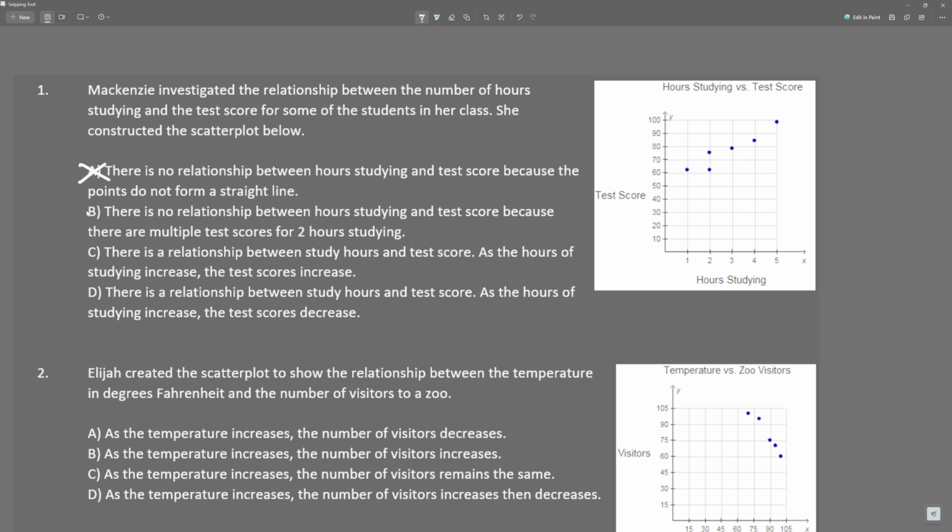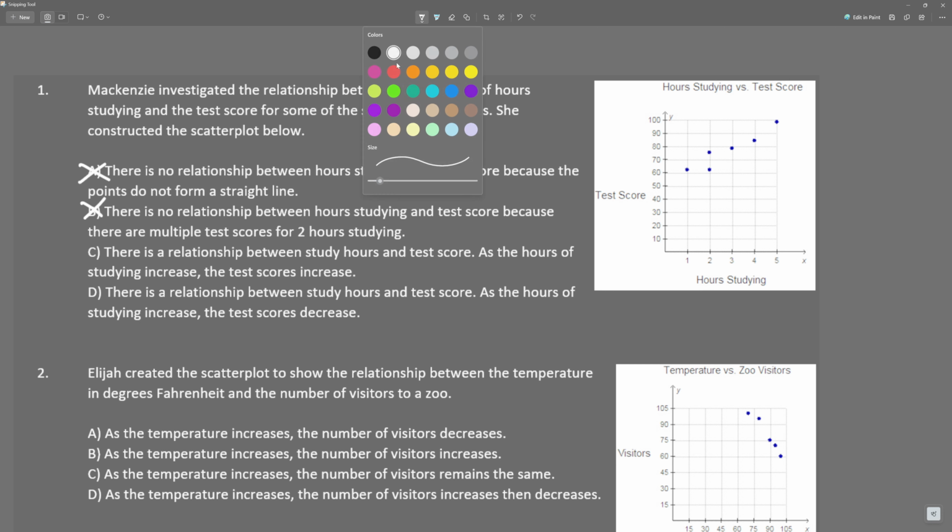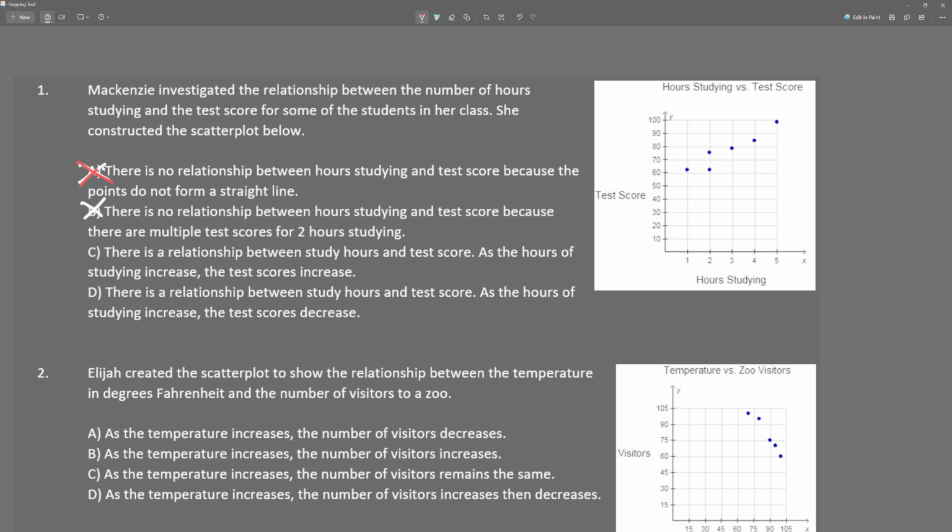So you could cross off A and B. In fact, let me switch to my red pen. That way I mean business, right? We can cross off A and B because A and B are saying there is no relationship when we can clearly see that there is. There is a relationship, and we can actually tell that as we spend more time studying, as X increases, we see that our test scores are also increasing, right? It's a positive slope.